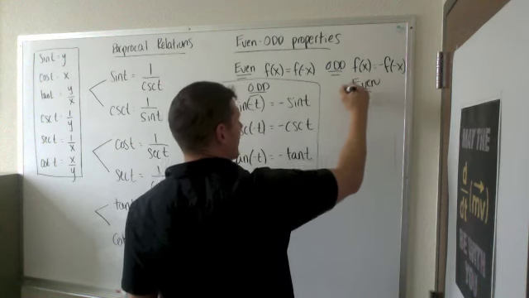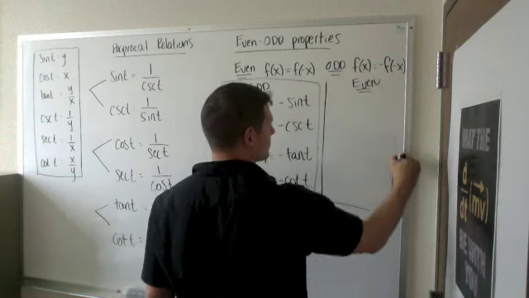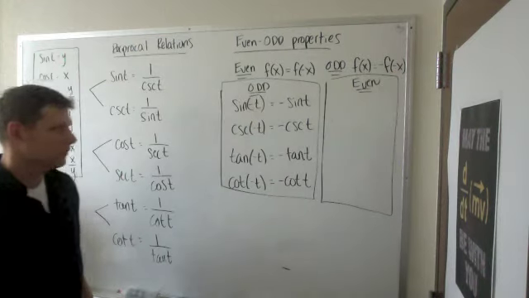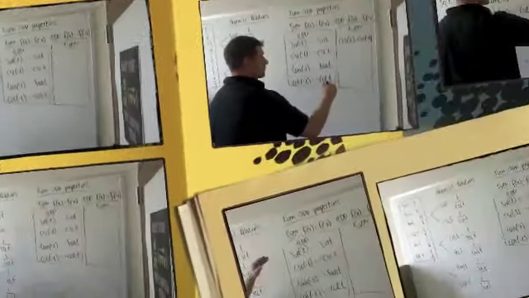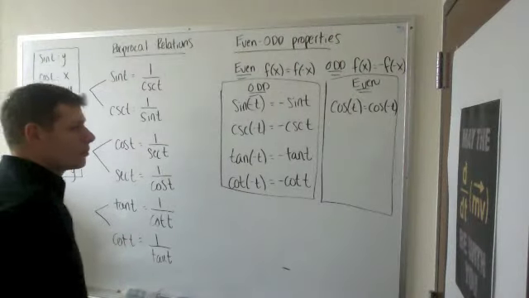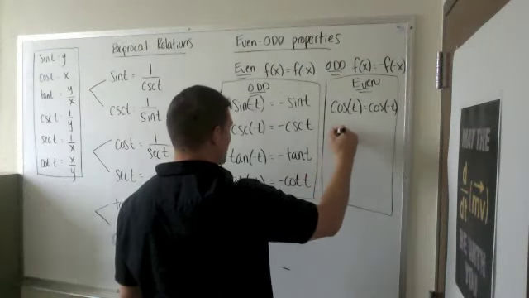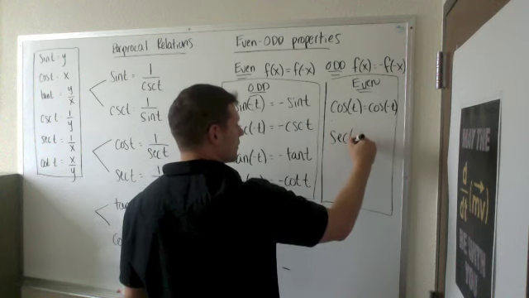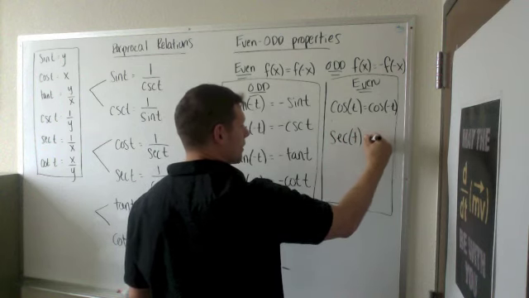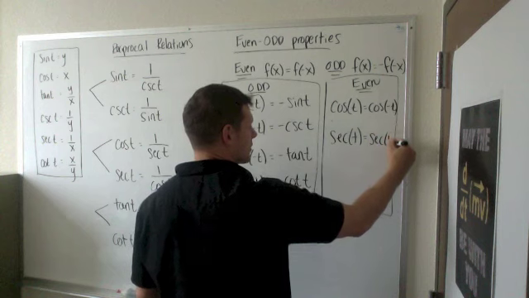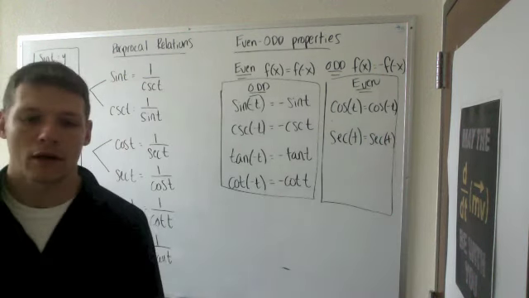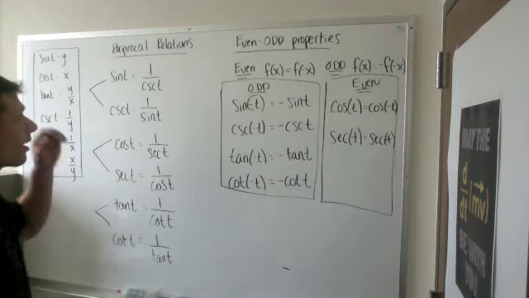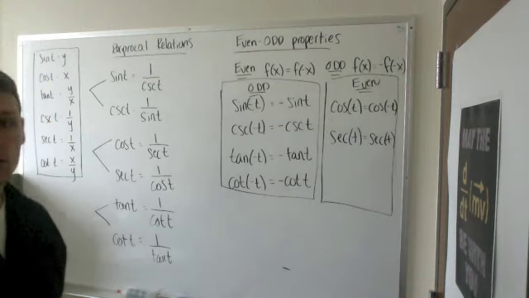We also have some that are even. So we know sine, cosecant, tangent, cotangent are all odd. What are the even ones? Secant of t equals secant of negative t. Okay, so that talks about the even and odd properties of our trigonometric functions.